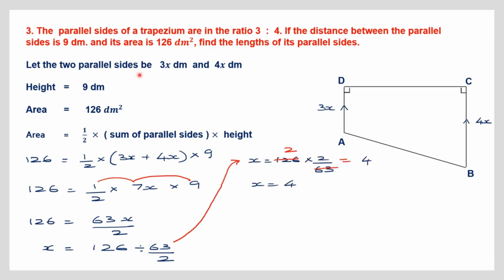Now we have to find the two parallel sides. In the beginning we said let the two parallel sides be 3x and 4x. So we can find the parallel sides. 3x is equal to 3 into x, that is 3 into 4. 3 fours are 12. So this is one parallel side, 12 decimeter. The other one is 4x, which is 4 into 4. 4 fours are 16, 16 decimeter. So we have found the two parallel sides. One is 12 decimeter and the other is 16 decimeter.